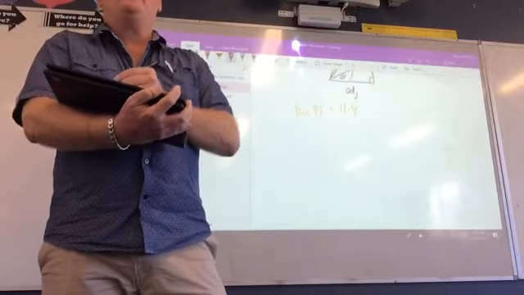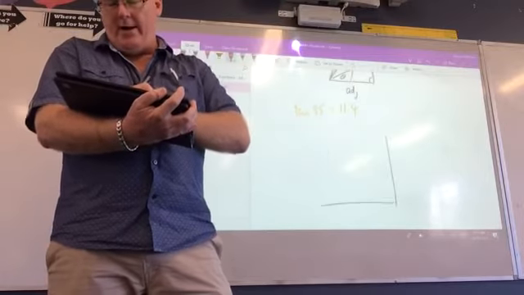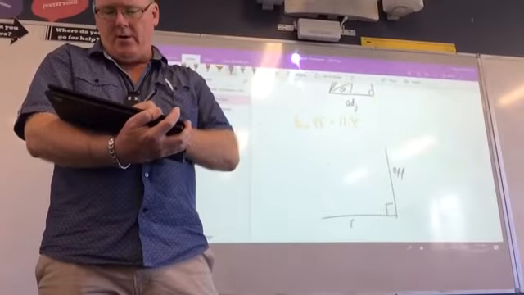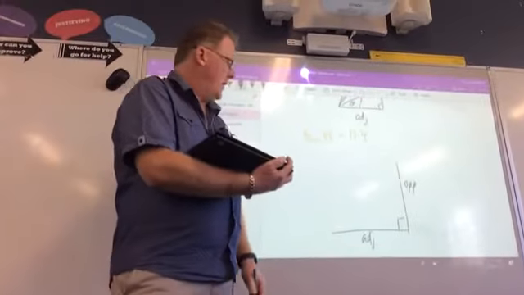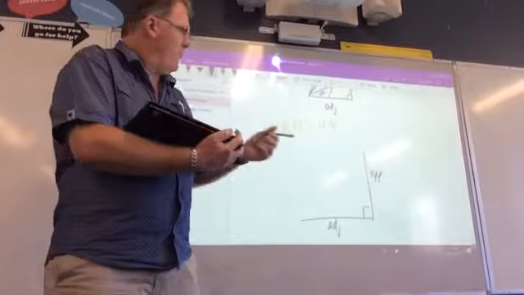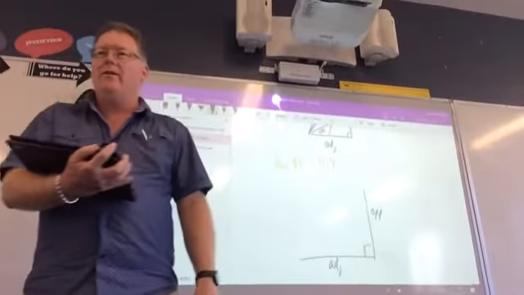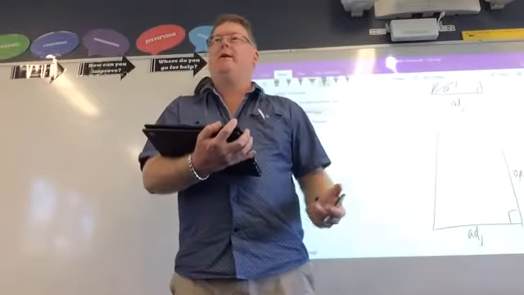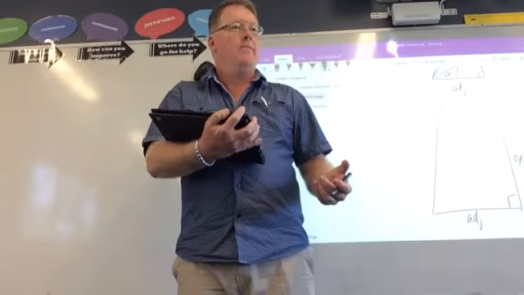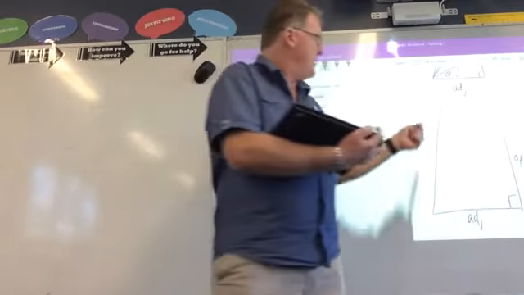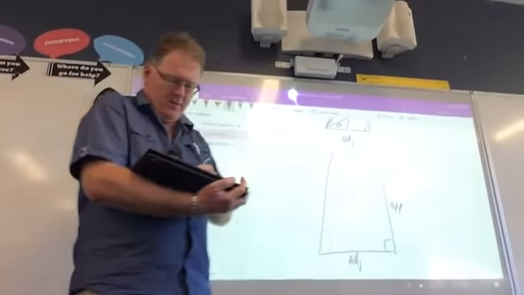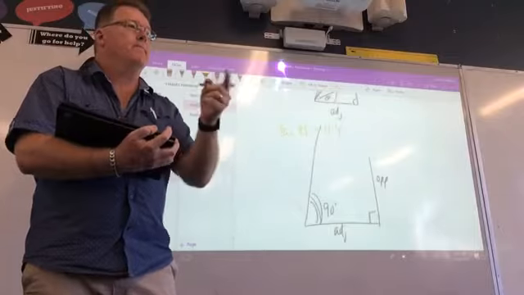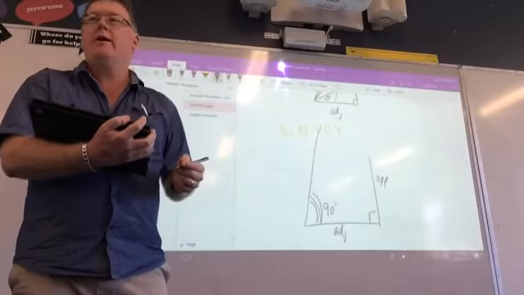Now, in order to do a ratio, we need to have a right angle. Do we agree with that? Okay, so this is my opposite side, this is my adjacent side. If I want my angle to be 85, that's pretty close to perpendicular. Do you agree with that? Yeah? So what happens when this angle here becomes 90 degrees? It's not a triangle anymore.